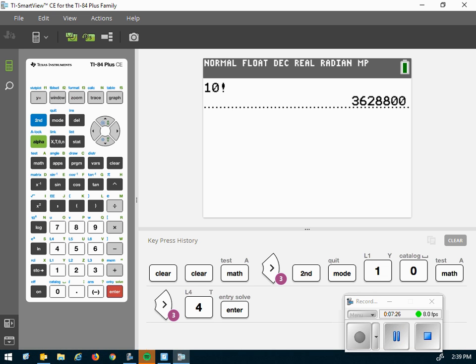What number is that? 3,628,800. Good. That's exactly what it is. The next one says 12 factorial. Run that on your calculator.